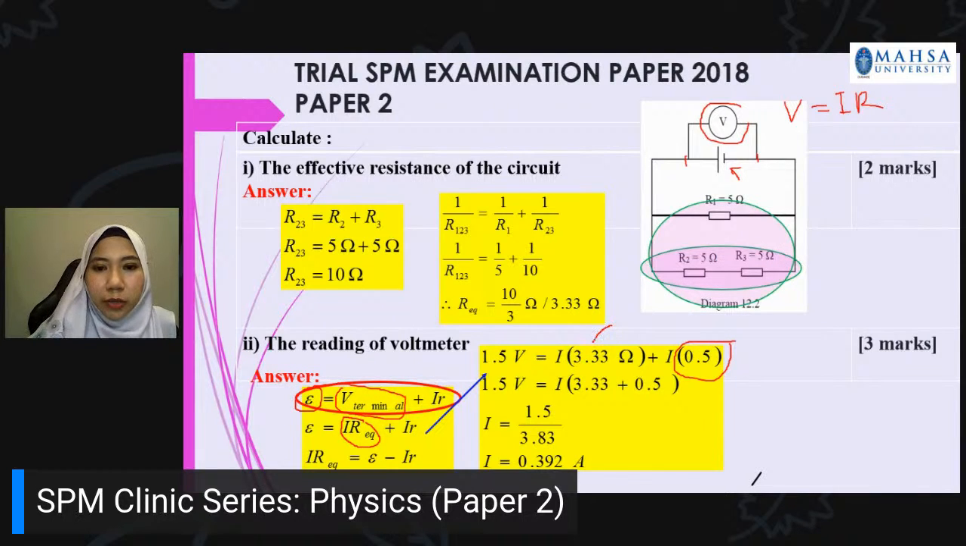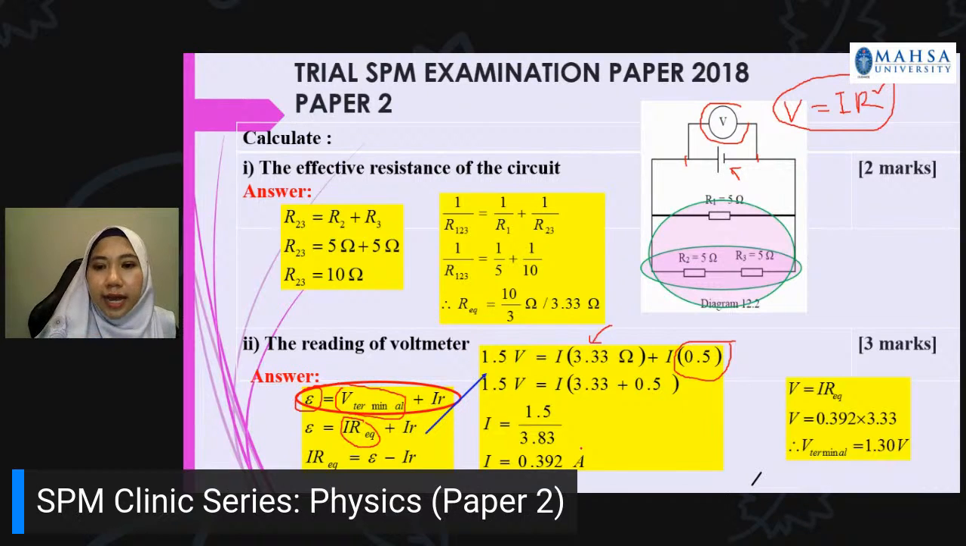You need to calculate the value of your current flow. Before you get the value of the voltage on the voltmeter, you need to have the value of your current. You want to calculate V equal to IR, but first you don't have the value of your current. You have this one, so you need to solve for the value of your current. For the current here, you get 0.392 ampere.